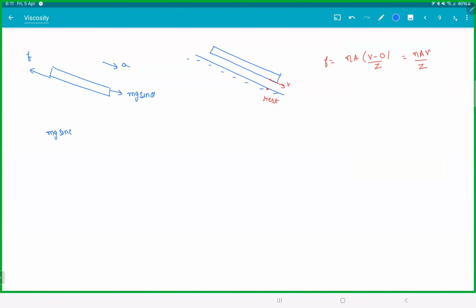Mg sine theta minus friction is equal to Ma. Only thing is friction is not constant like solids. Mg sine theta minus eta A V by Z. The moment you wrote this, physics got over. It becomes Ma from here.